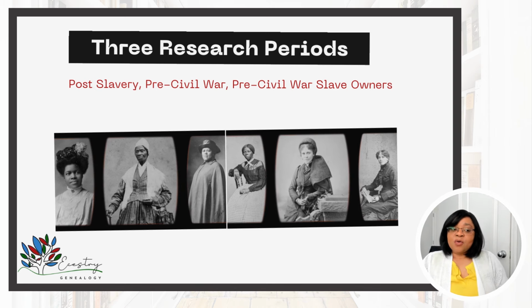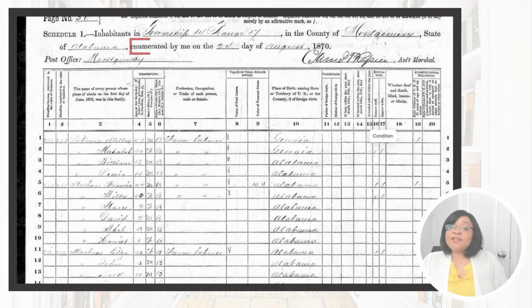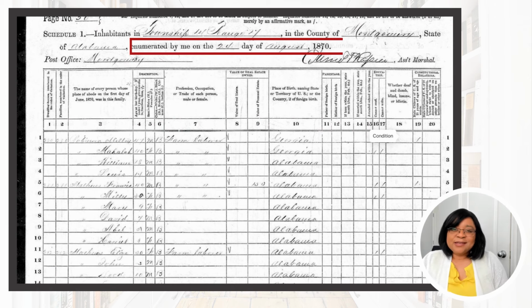So let's talk about researching during post-Civil War, post-slavery. As mentioned, post-slavery research for African Americans usually starts with the 1870 census, because that's the first census that African Americans were listed by name. That's the first census that you see African Americans in family units on a census. That is the first census that is available for most African American families to review.